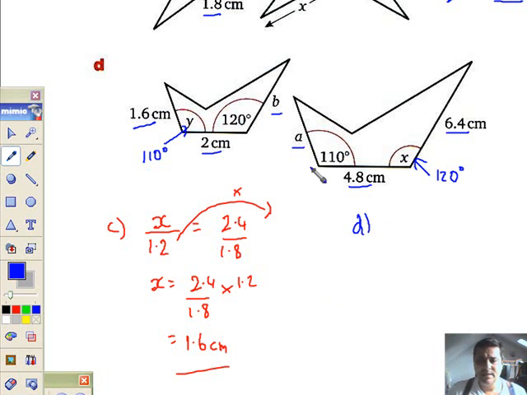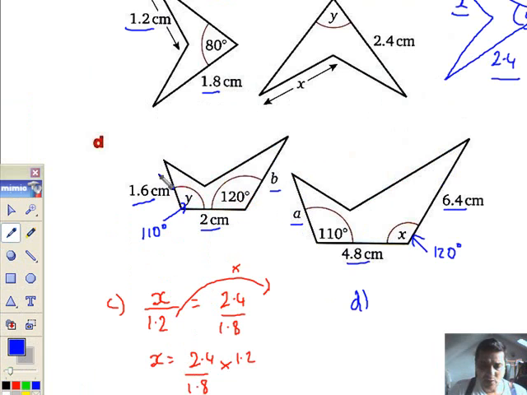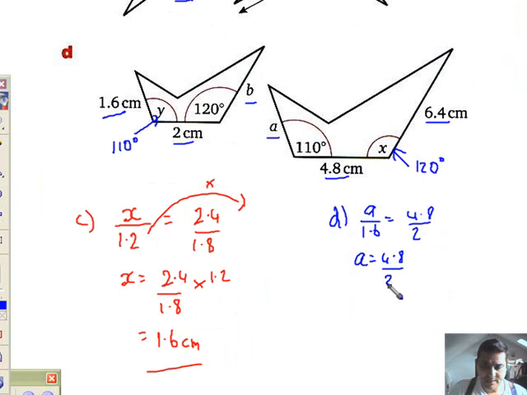Now, A and B. Let's do A first because A comes before B. So A corresponds with 1.6. I want A on top. So A over 1.6 is just like comparing 4.8 divided by the smaller 2. Is that alright? So big over little equals big over little. So A is going to be 4.8 over 2 times 1.6. Grab a machine. That's going to be 2.4 multiplied by 1.6. So 2.4, obviously 4.8 halved is 2.4. So I've got 3.84 centimeters for A.